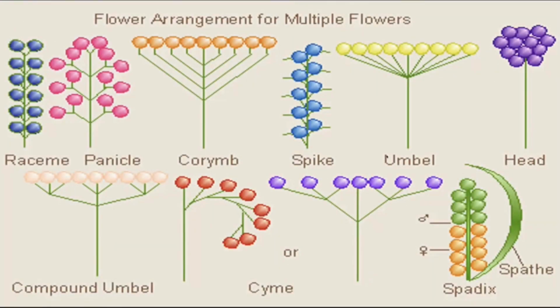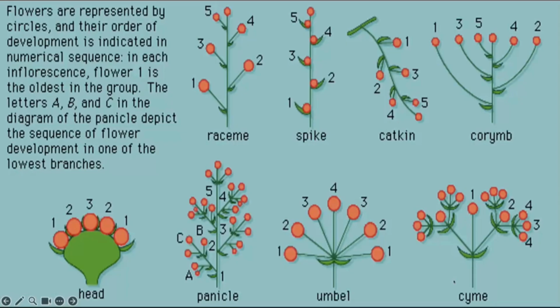So this picture shows the flower arrangement for multiple flowers. Raceme means you can see the main axis will be elongated and the flowers attached to it. Panicle also, you can see the main axis will be elongated and you will have the side branches. In each picture you can see the arrangement of flowers will be different. So according to the arrangement of the flowers, the name is given as raceme, panicle, corymb, spike, umbel, head, compound umbel, cyme or spadix.